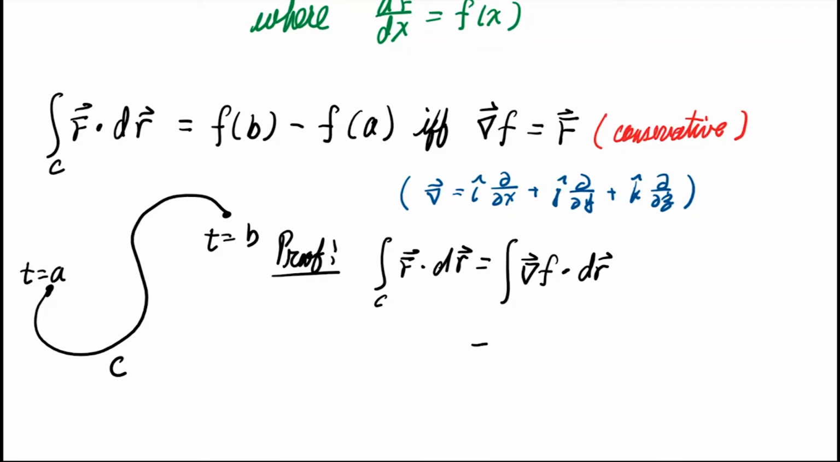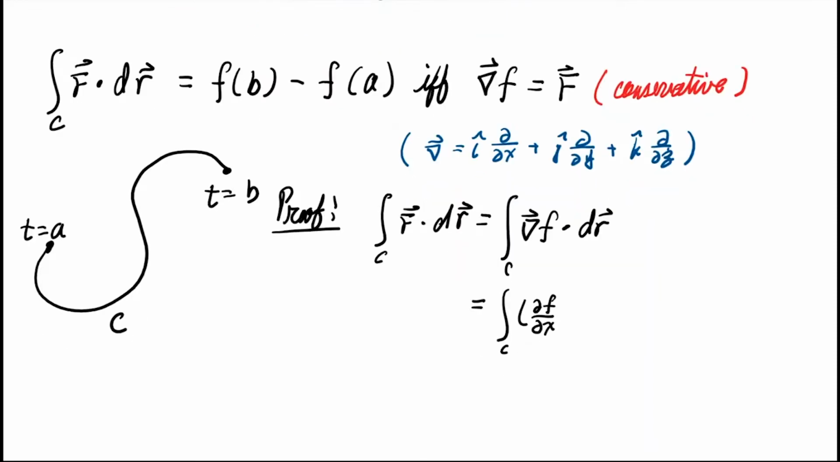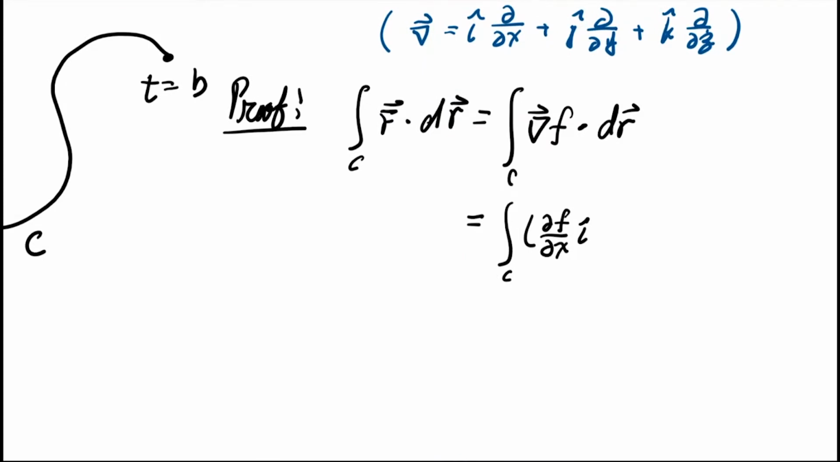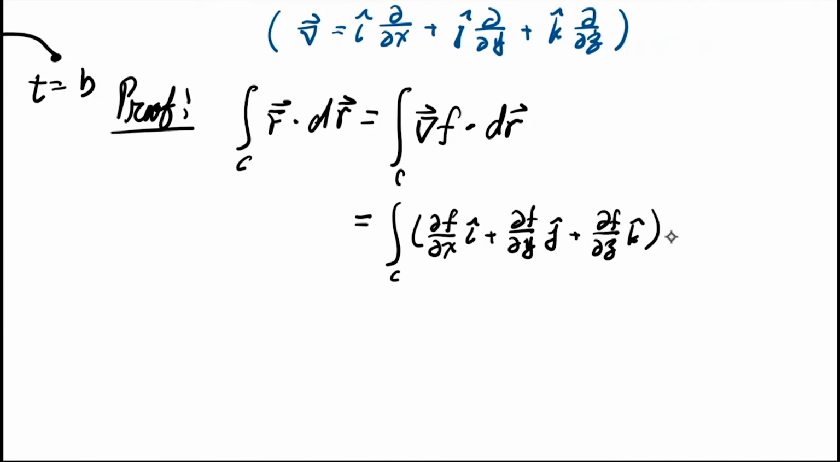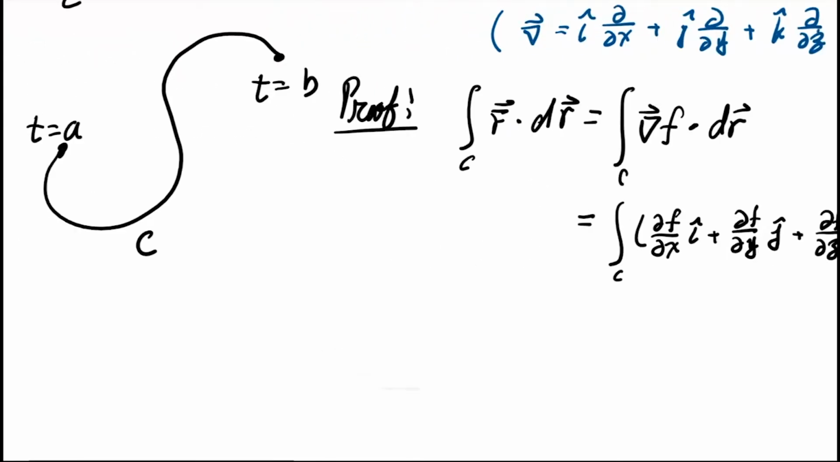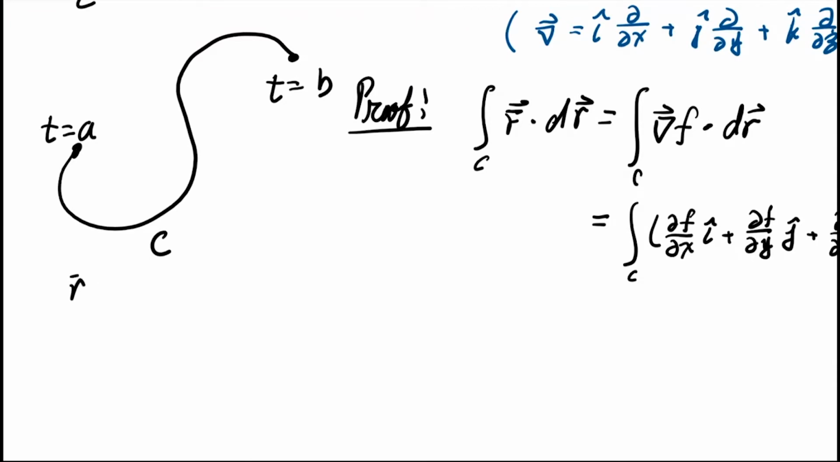Okay, let's take the gradient and see what happens. This is still over C. The gradient gives us the partial of f with respect to x times the i vector, plus the partial of f with respect to y times the j vector, plus the partial of f with respect to z times the k vector, isn't it? So far so good. And then dot it with dr, which I now have to figure out. So let's say this is r, a vector function of t, and of course it has x of t times i vector plus y of t times j vector plus z of t times k vector, correct?